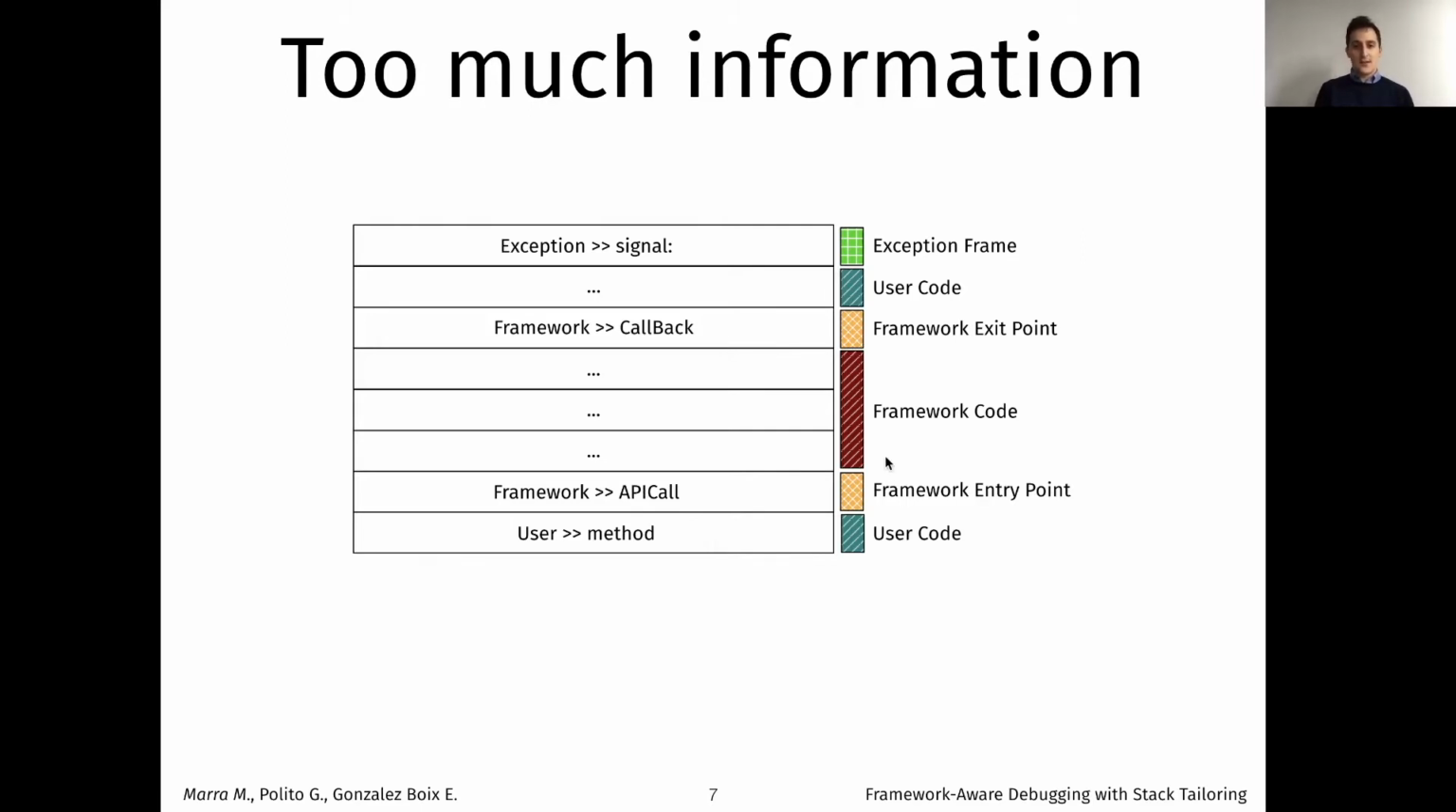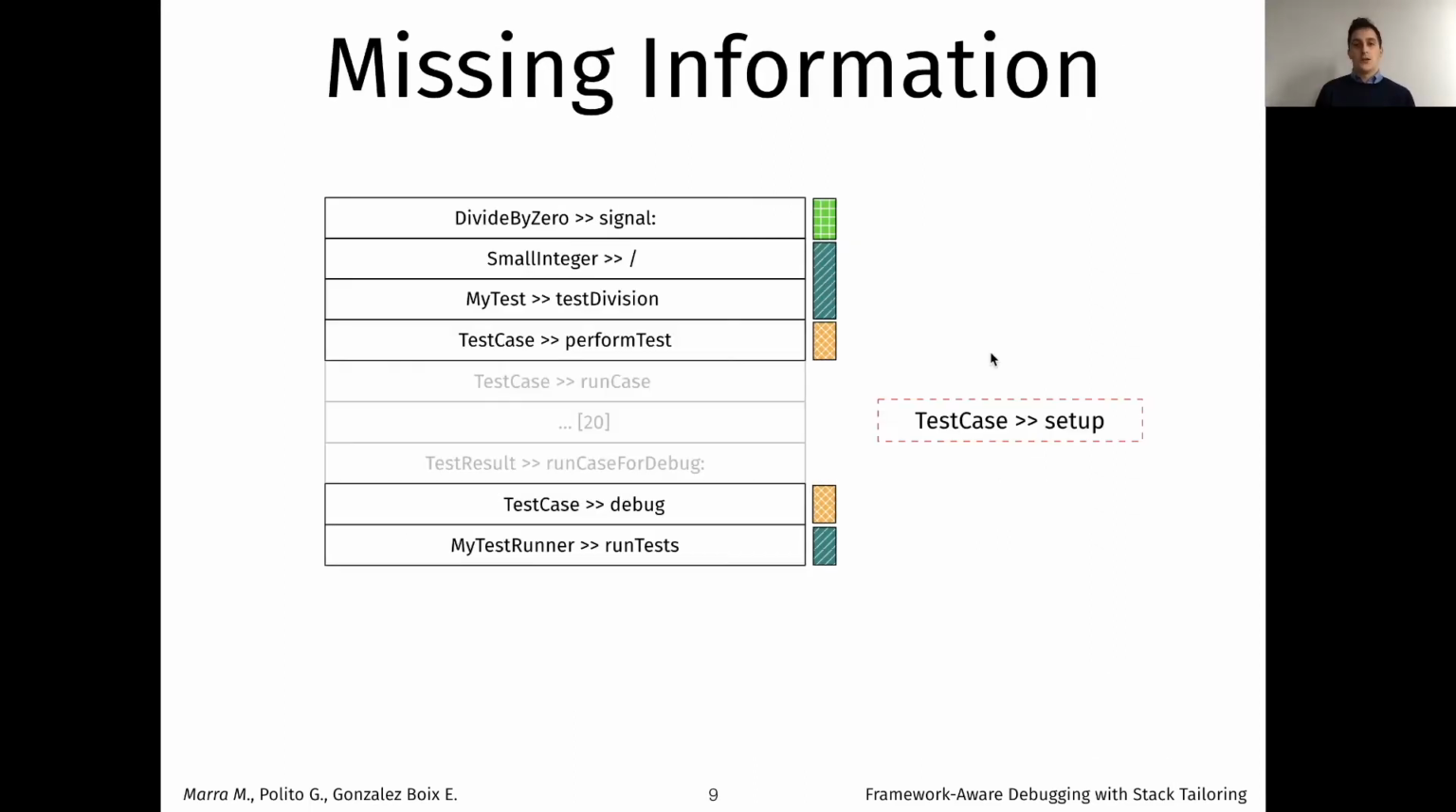So this is a typical example of too much information because the user most probably is not interested in the information given by the different framework frames. State of the art tackles this with the use of stack filtering. The debuggers for common IDEs like Eclipse and IntelliJ offer some stack filtering abilities to filter stack frames based on known libraries or based on locality, so, for example, their package.